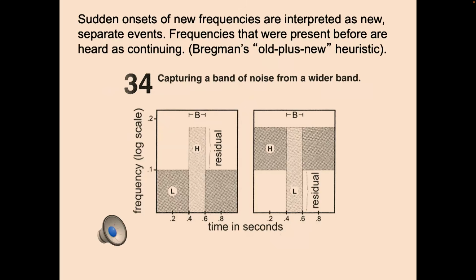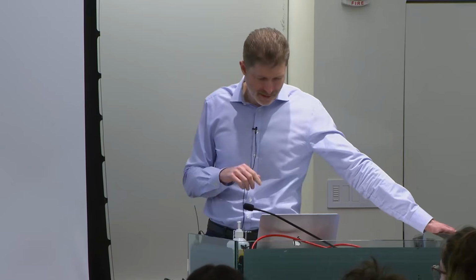And this can also happen at the level of individual frequency channels. So sudden onsets of new frequencies are typically interpreted as new separate events, whereas frequencies that were present before are heard as continuing. Okay? And this is often referred to as the old plus new heuristic. So this is a diagram that shows how this works.